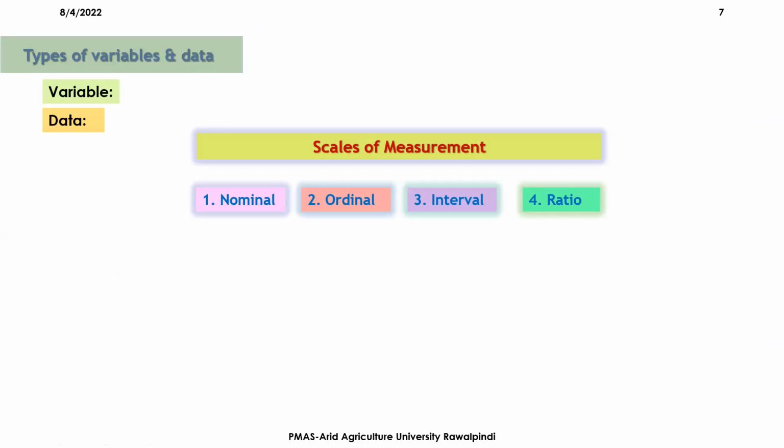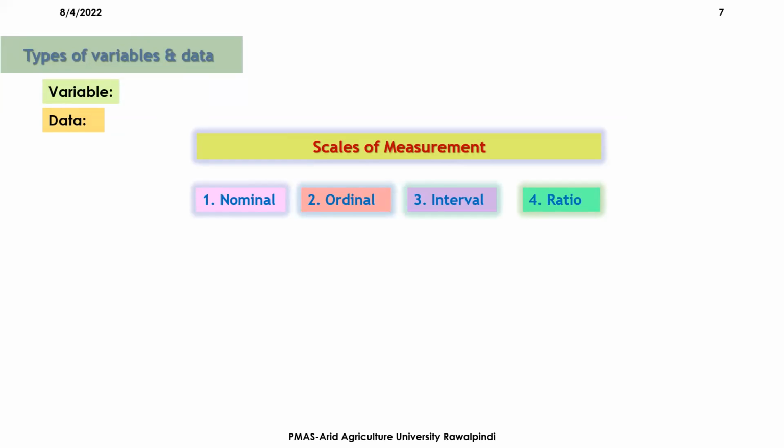There are various types of variables and data. First of all, what is a variable? When collecting or organizing data, we collect data from individual cases on particular variables. A variable is a unit of data collection whose value can vary from one person to another. In other words, variables can be defined in two types according to the level of mathematical scaling that can be carried out on the data.